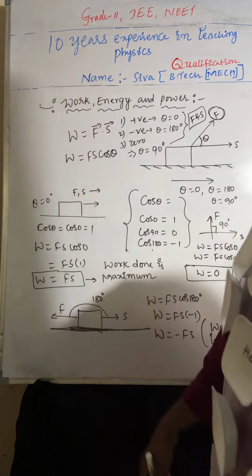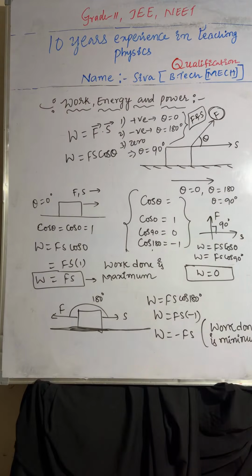When the force and displacement are acting in the same direction, work done is positive, theta equal to 0. When force and displacement are acting in opposite directions, work done is negative, theta equal to 180 degrees. And when force and displacement are acting perpendicular to each other, the angle between them is 90 degrees, then work done is 0. I hope it is very clear. So work done is positive, negative, or 0. Very, very important, so be very clear with that.